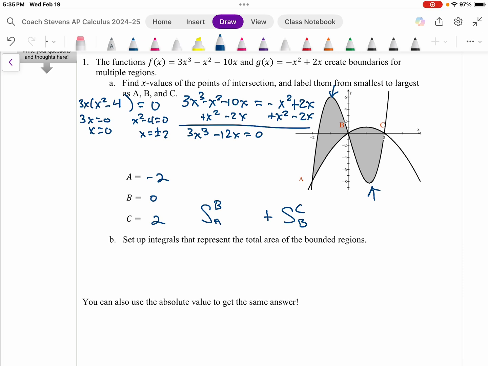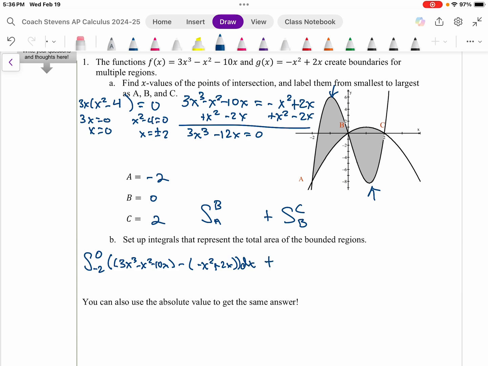So with that in mind, we're going to say the integral from negative 2 to 0 of, again, the equation on top, which is the cubic function. So that would be 3x cubed minus x squared minus 10x. Then subtract the quadratic function, so negative x squared plus 2x, all right, and that's dx. So there's the first part.